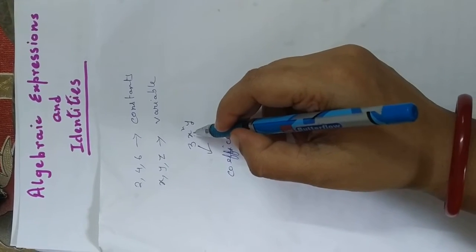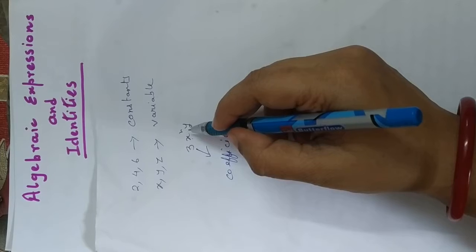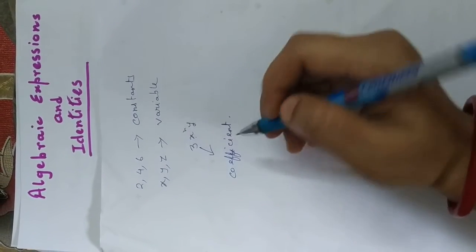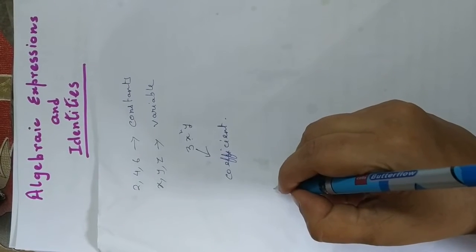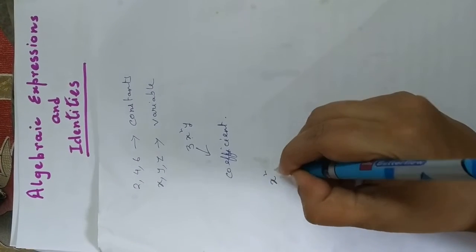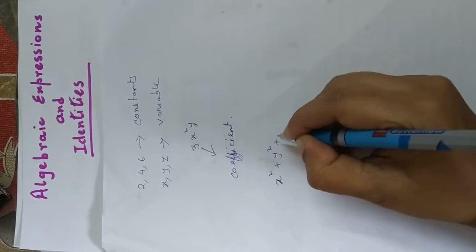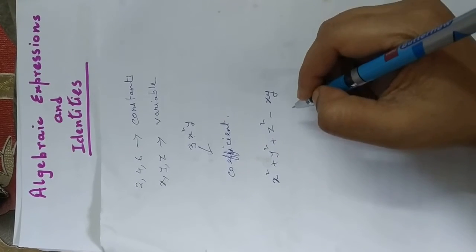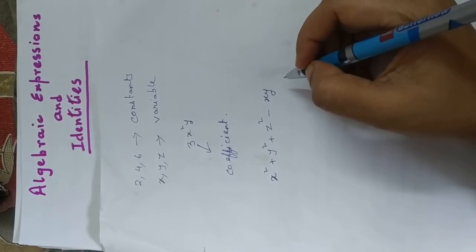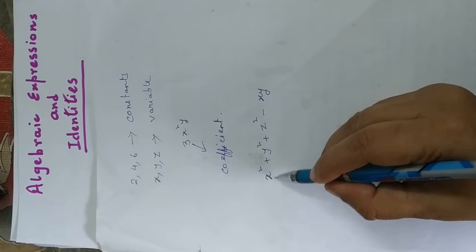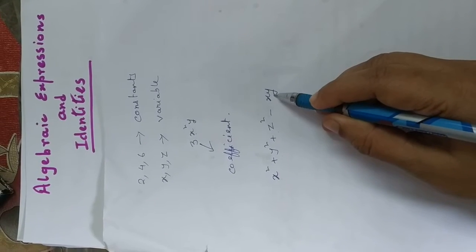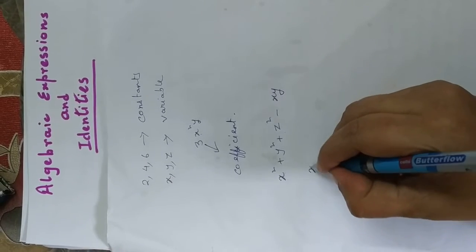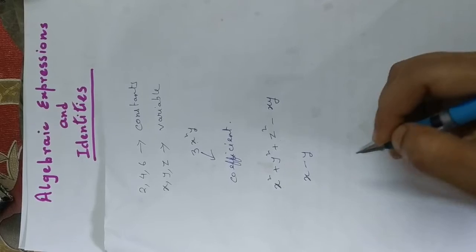So in algebra, if I write xy, which means x into y, an expression which contains only one term is called a monomial, which contains two terms is called a binomial, which contains three terms is called a trinomial. Each term is separated by a plus or minus sign. So here x square plus y square plus z square minus xy, there are four terms. Similarly, if I write x minus y, it has two terms.